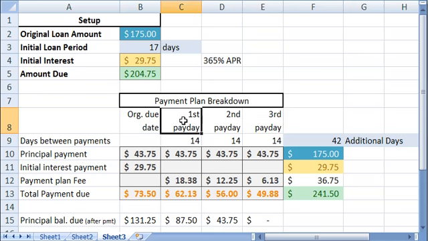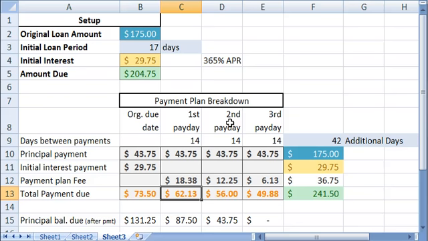So 14 days later, the first payment plan happens, or second payment plan really, which is a quarter of the original interest plus interest on the amount outstanding after the last payment was made. So in this case it's 131.25. So 18.38 is 365% interest over 14 days for this amount, which gets you a total payment of 62.13.